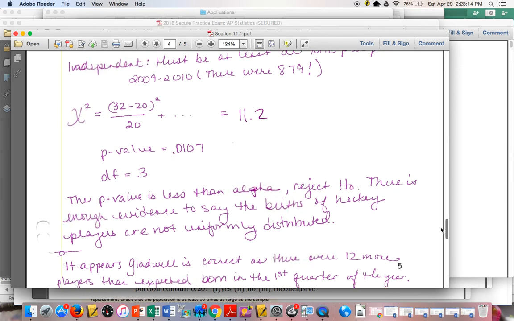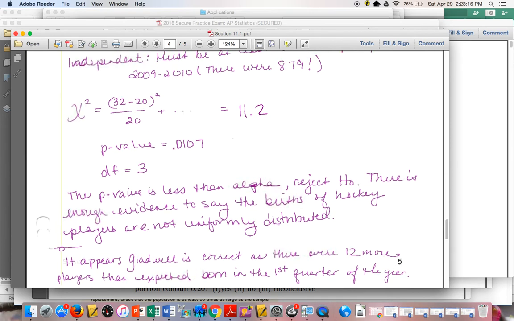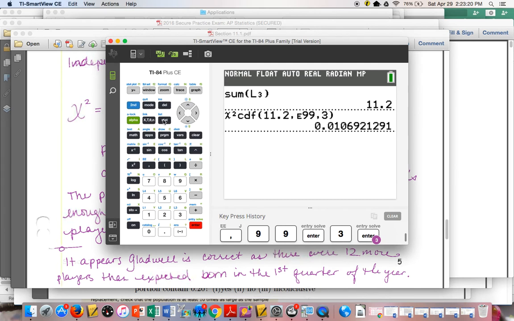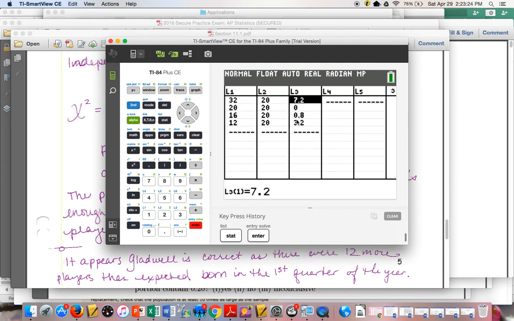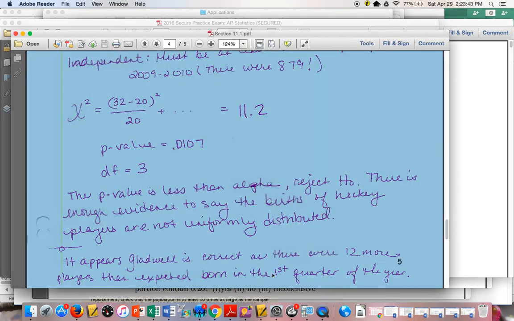Sometimes you're asked to do a follow-up analysis and try to figure out what it is that's causing you to reject. So if I go back here and I look at my list again, remember I added all those up to get the 11.2, the test statistic. So which one of these has the biggest contribution? This one right here has the biggest contribution. So this is the first quarter, and that was what Gladwell was hypothesizing, that more people on the team were from the first quarter. So it does seem that he is correct.